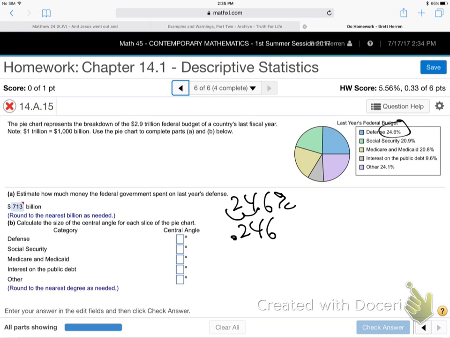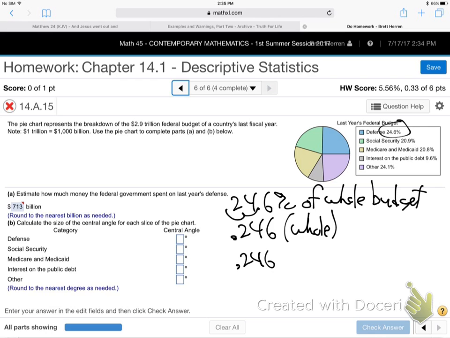Do you understand what they're saying up here? Well, we've got to go times the whole, don't we? Because it's 24.6% of the whole budget. You with me on that? Percentages are always a percentage of a whole, aren't they? So, what are we going to do? 0.246 times the whole. What's the whole budget? 2.9 trillion. So 0.246 times 2.9 trillion.